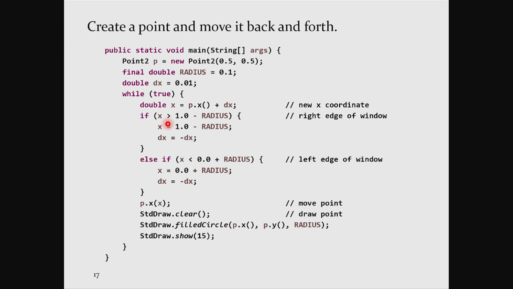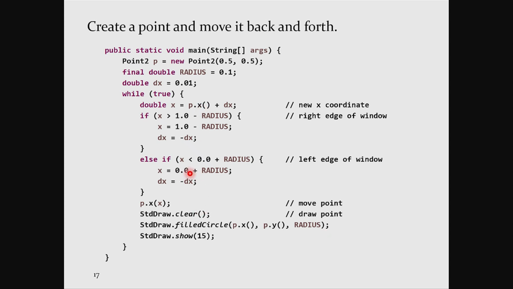Well, I have to take into account the radius. So if x is greater than 1 minus the radius, I don't want to move it off the screen. I want to stop it on the right-hand side of the screen. So x is just equal to 1 minus the radius. And now I'm going to reverse the direction that it's moving in. Right now it's moving to the right, but when I make dx equal minus dx, it's going to go left, because I'm going to add a negative amount to the x-coordinate.